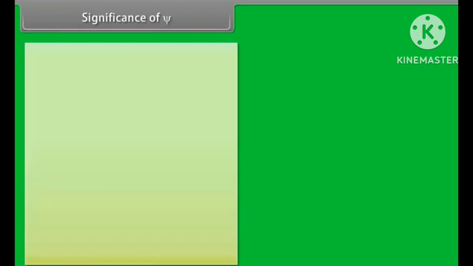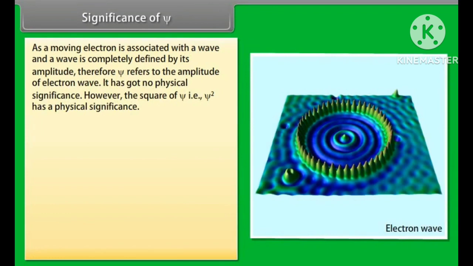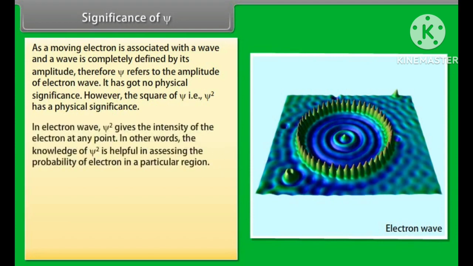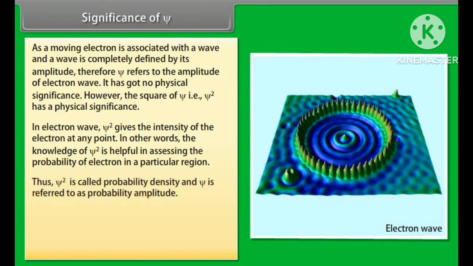Significance of Ψ. As a moving electron is associated with a wave, and a wave is completely defined by its amplitude, Ψ refers to the amplitude of the electron wave. It has no physical significance. However, the square of Ψ, that is Ψ², has a physical significance. In an electron wave, Ψ² gives the intensity of the electron at any point. In other words, the knowledge of Ψ² is helpful in assessing the probability of finding the electron in a particular region. Thus, Ψ² is called probability density and Ψ is referred to as probability amplitude.